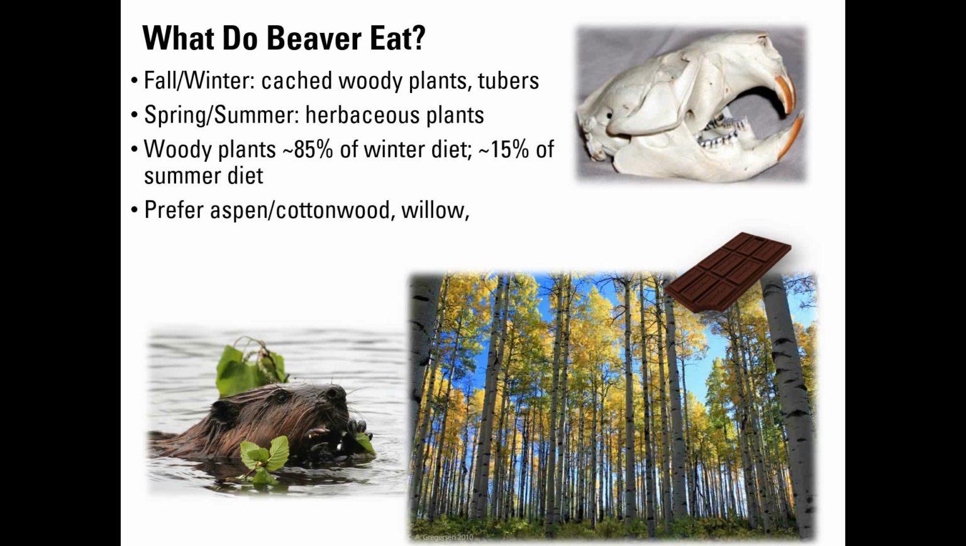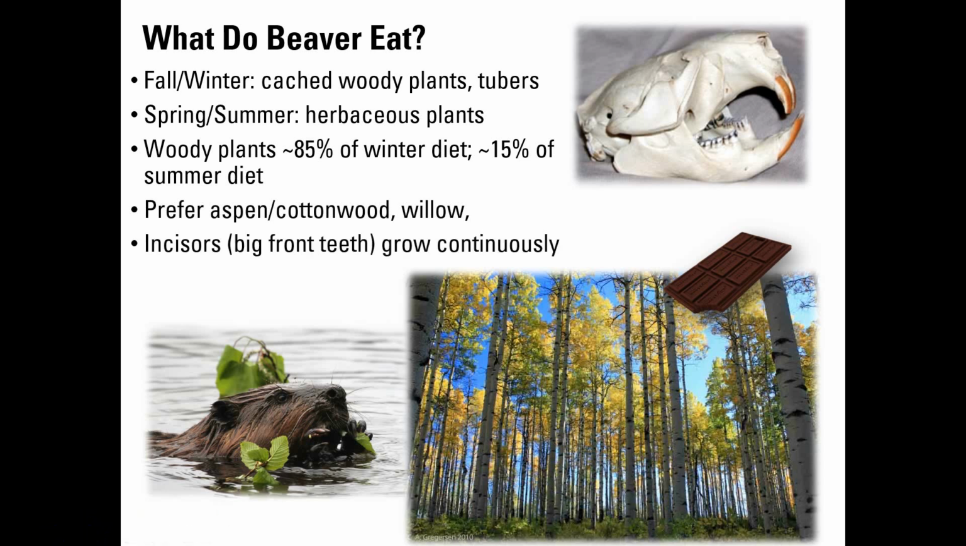When they do eat this woody material, their preferred is aspen and cottonwood, followed by willow and other deciduous tree species such as alder, ash, beech, and maple. But they tend to avoid things like conifers and oaks, trees that have noxious taste to them.